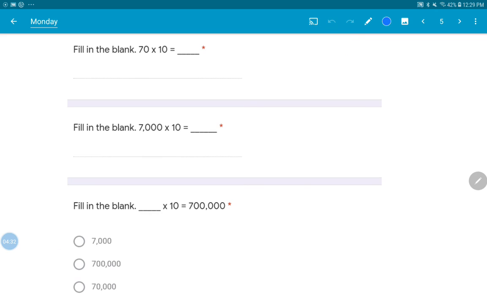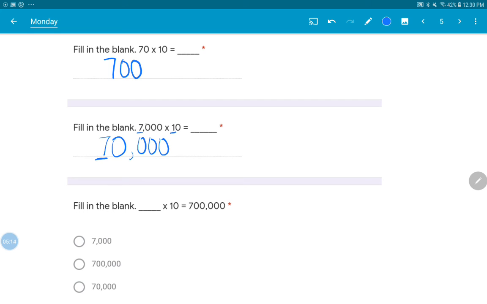All right. Now we're thinking back to what we did before all that testing last week with the place value chart and multiplying by 10. The first one you have 70 times 10. If I have 70 and it gets 10 times bigger, what will my answer be, Jeremiah? 700. Very good. How about 7,000 times 10, Callie? Very good. 70,000.